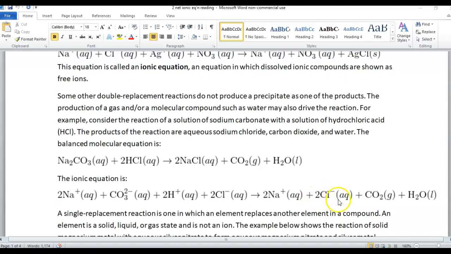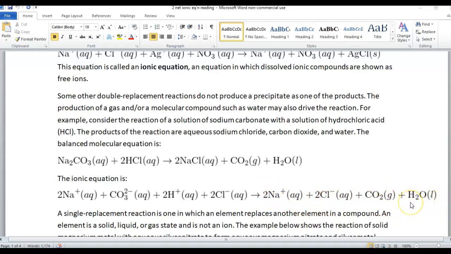These are double replacement reactions usually. Sometimes they're acid-base reactions. Here we have an acid-base reaction. But again, by looking at the subscripts of the states that these chemicals are in, we can see which ones will dissociate into their ions, which ones as products will stay as ions, and which ones will have changed.